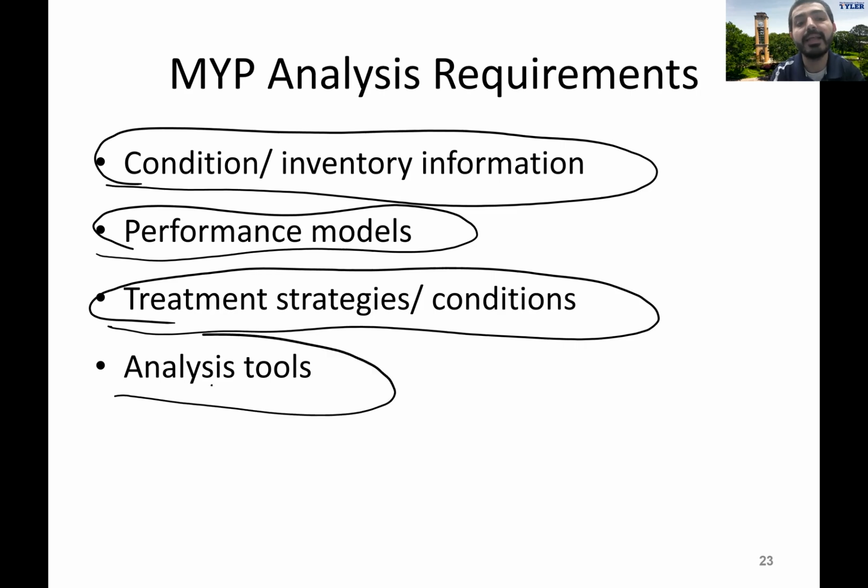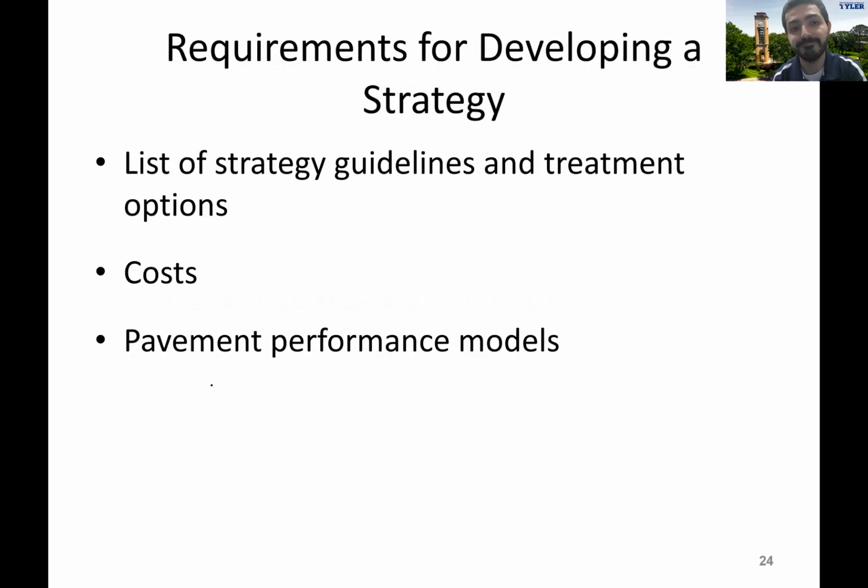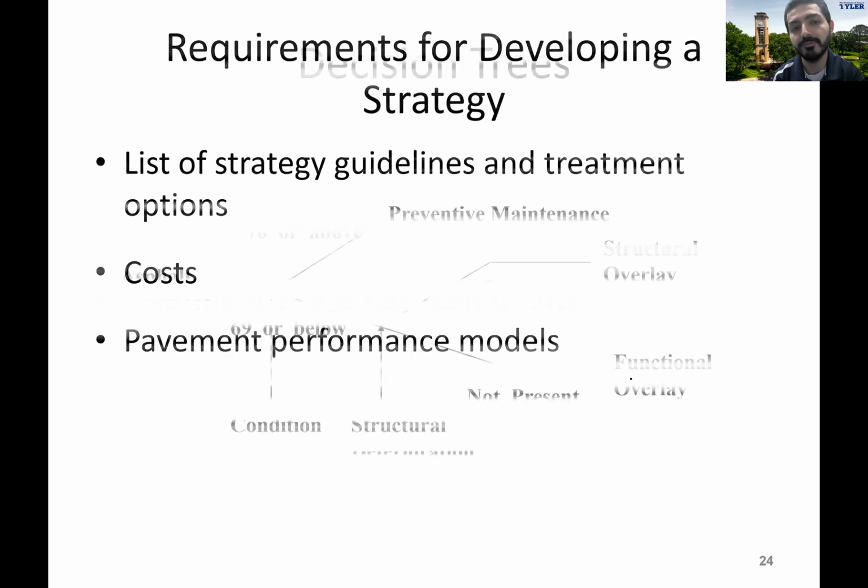And we definitely have to have some analysis tools such as the benefit to cost ratio analysis or the life cycle cost assessment, which we discussed in a previous chapter. The requirements for developing such a strategy, again, we need a list of strategy guidelines and treatment options. We need to know the costs. We need to know what the pavement performance models are. I think it's somehow similar to what we discussed previously.